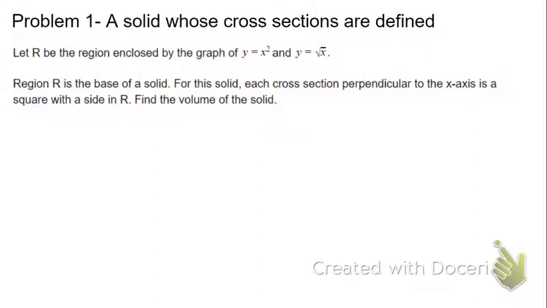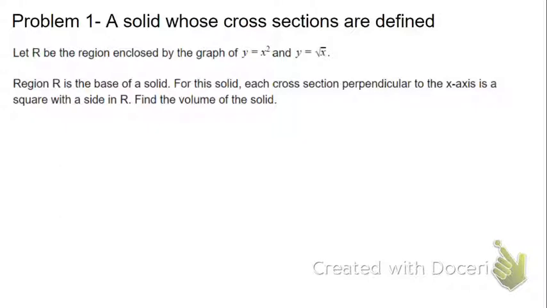So, a sample problem for this, and this would be exactly the wording that you would see on the AP test. As a matter of fact, I just modified the question here, but I did not modify the wording. So it says, let there be a region R enclosed by the graph of y equals x squared and y equals the square root of x. Okay. Region R is the base of a solid, so it's really the bottom of a solid. For this solid, each cross-section perpendicular to the x-axis is a square.